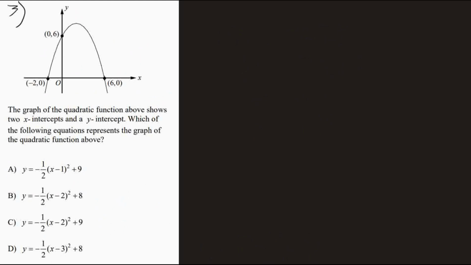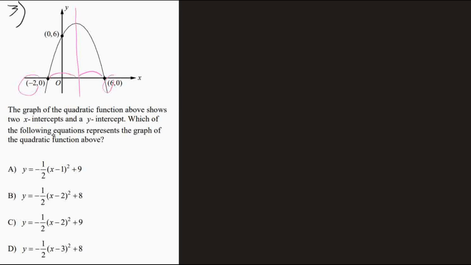Now we see the third question. The graph of the quadratic function above shows two x-intercepts and a y-intercept. Which of the following equations represents the graph of the quadratic function above? Well, we see here that the x-intercepts are negative 2 and 6. So we want to find the symmetry line, where the vertex passes. How do we find it? Just in the middle between this and this.